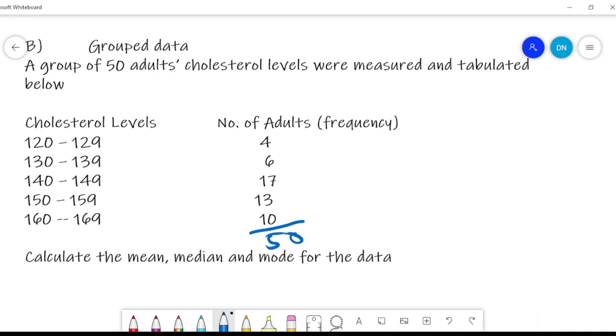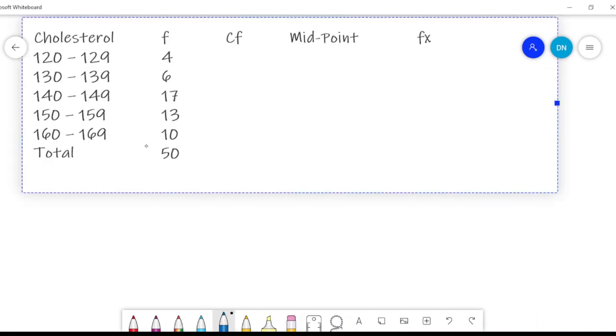Now we are told to calculate the mean, the median, and the mode for the data, and that is what we want to do next. We have the same data, and this time we want to fill in these values. The first thing is the CF, which is the cumulative frequency. The first value is 4. 4 plus 6 is 10. 10 plus 17 is 27. 27 plus 13 is 40. And 40 plus 10 is 50.